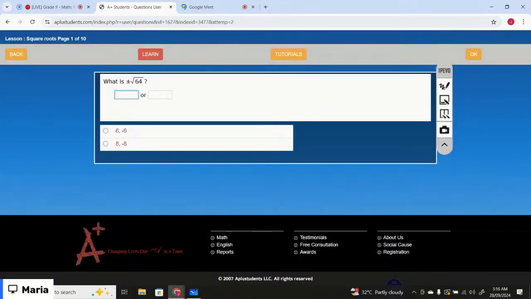Okay, what is plus minus square root 64? So which is the correct option? That would be positive 8 and negative 8, right? The correct option is this because 8 times 8 is 64. So that is 8 and -8. Option number 2 is the correct option.